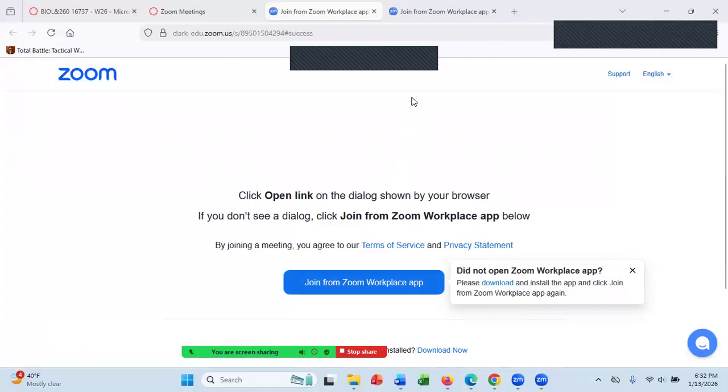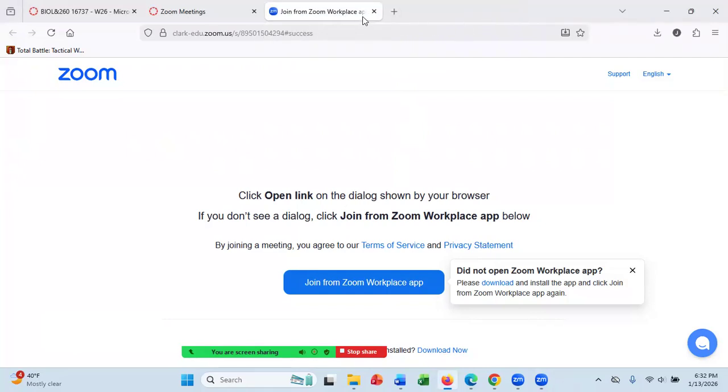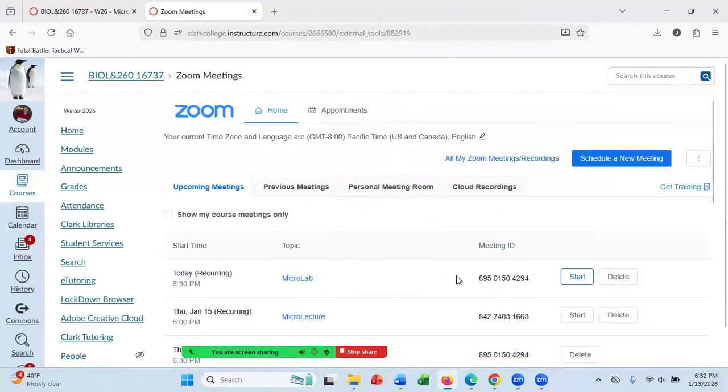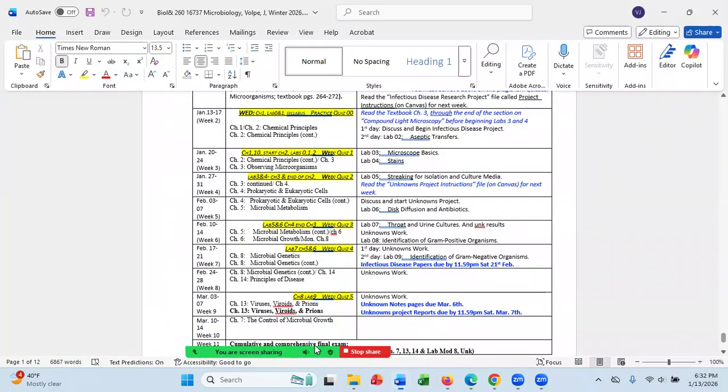All right, you should be seeing my screen now. I have two of those open. Let's see. So today is January 13th, and we were supposed to be discussing... Oh, I got that wrong. Not lab two. I'm set up to talk about lab two. I'll change that to discussing and beginning the infectious disease project.